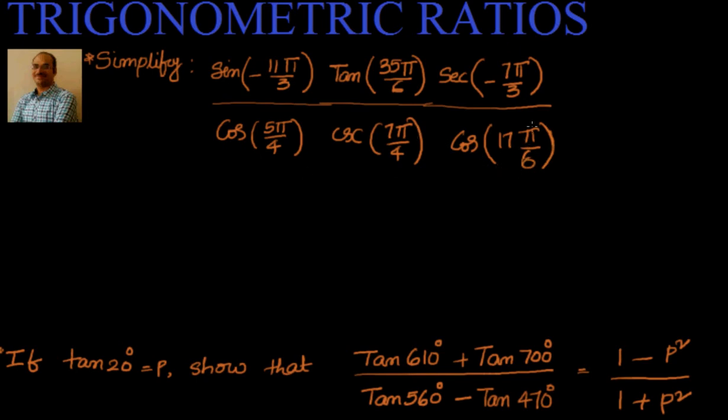The first step whenever you solve this kind of problem, you will be taking the minus out based on cos of minus theta equal to cos theta and sin of minus theta equal to minus sin theta. But you have to convert the angles into n pi by 2 plus or minus theta. Whatever angle is given in the trigonometric ratio, you have to convert it as n pi by 2 plus or minus theta.